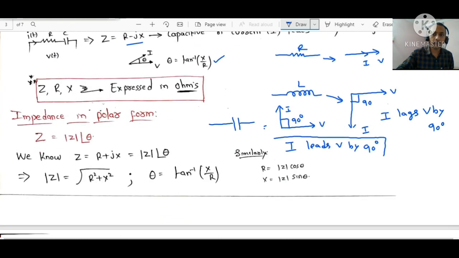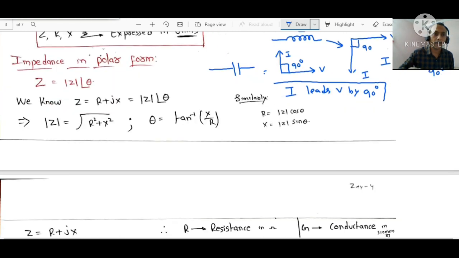Now let me see impedance in polar form. Impedance Z can be written as mod Z at an angle theta. Now already we know Z equal to R plus jX. Now what about its magnitude, mod Z? Root over R square plus X square. Theta equals tan inverse of X by R.